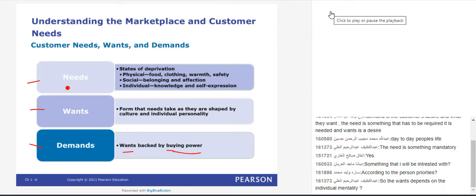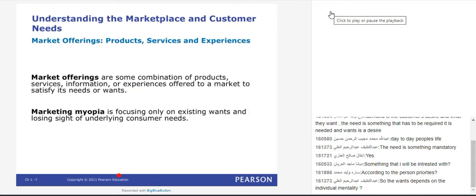Okay, if we agreed that, okay, I'm hungry, I want to buy a pizza, and I have the money to buy the pizza. What's next? The next is the marketing offering, or the market offering, which are the products and services that we can buy in the market. We call it in general product. This P, product. Product is a general term that includes goods, services, information, experiences, places, persons, everything that satisfies your needs and your wants.